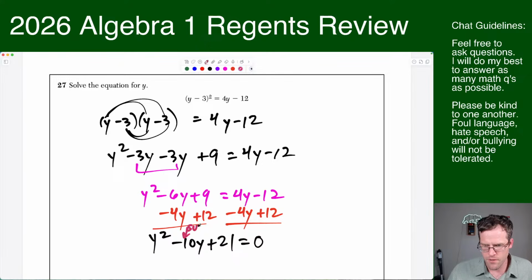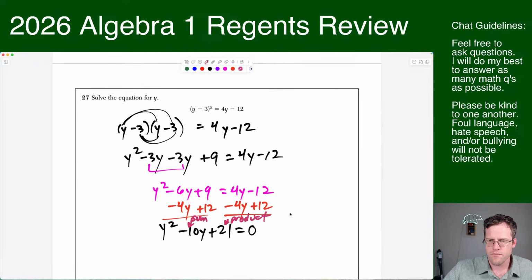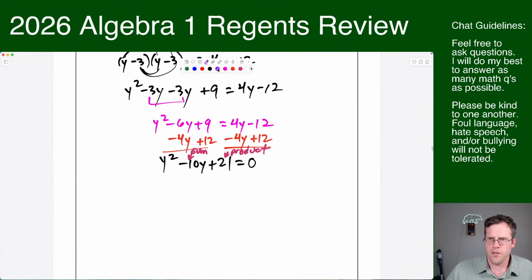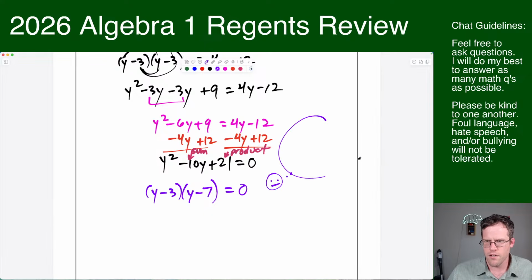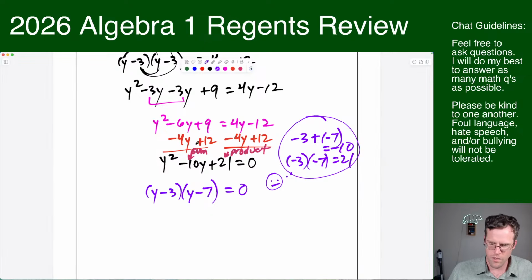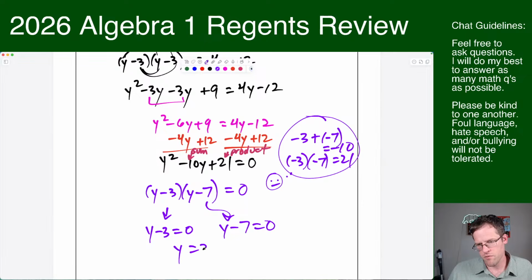And then you're looking for two numbers that have a sum of negative 10, and they also have to have a product of 21. That would be negative 3, negative 7. So y minus 3 times y minus 7 would do it. Because, once again, the math I do in my head, negative 3 plus negative 7 equals negative 10, which is the middle. And the product of those two numbers is positive 21. Okay? And then you set each factor equal to 0. And you get y equals 3 is one answer, and y equals 7 is the second answer.